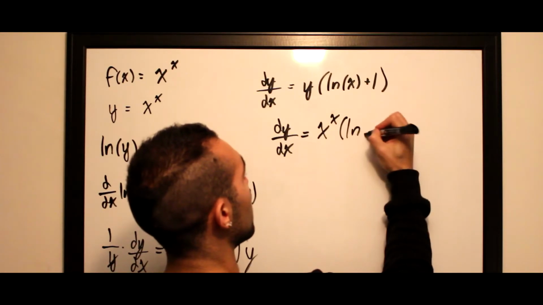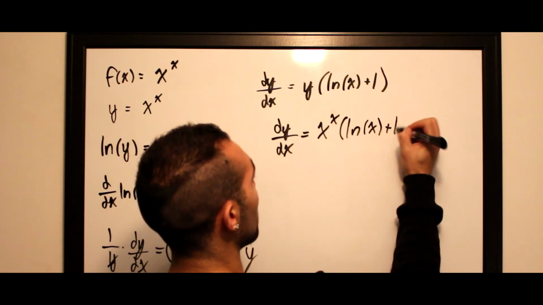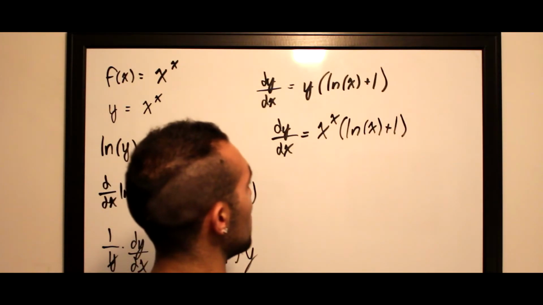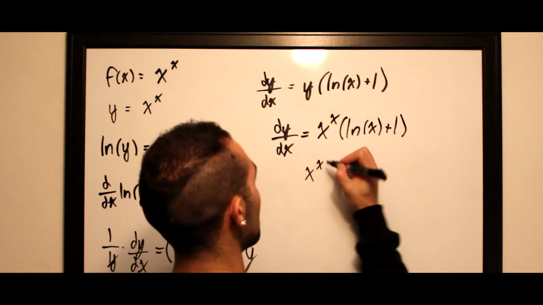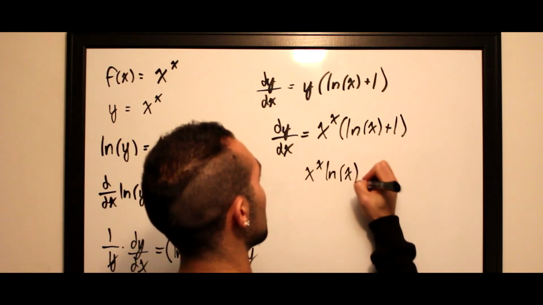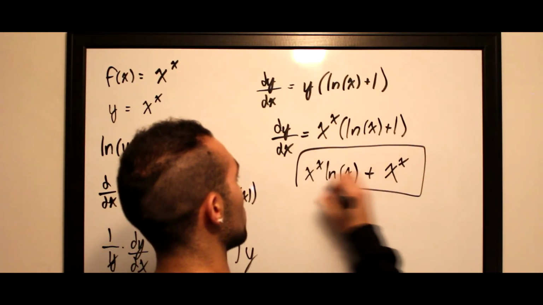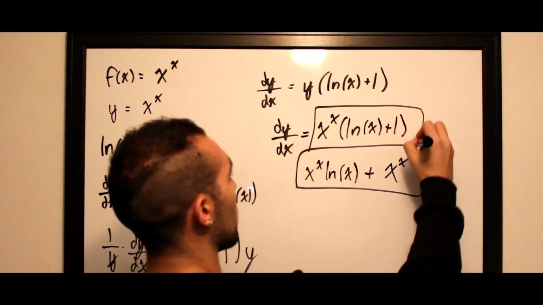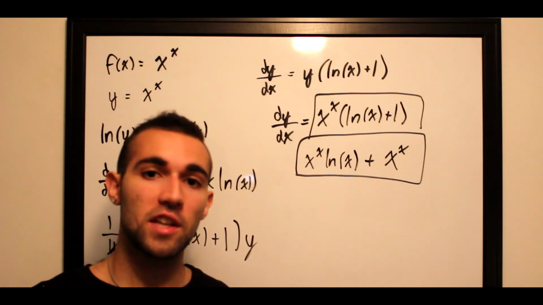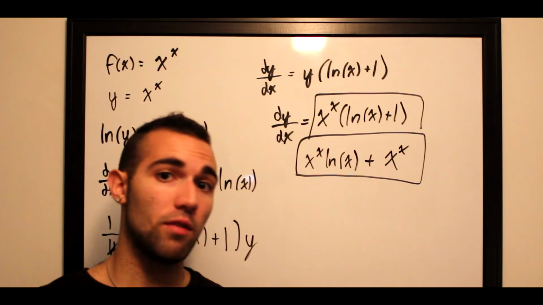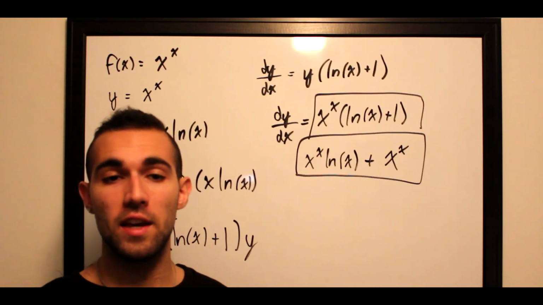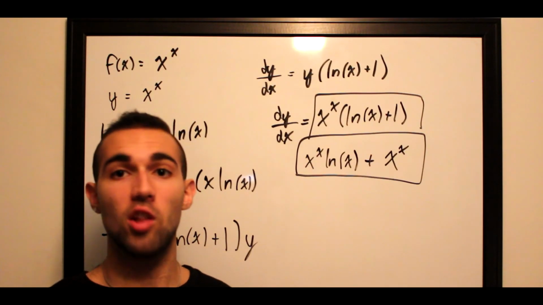So dy by dx, using implicit differentiation, is x to the x times ln of x plus 1. If you'd like to go ahead and distribute this, this is going to be x to the x ln of x plus x to the x. Either of these answers are correct. One of them is just distributed. And in the next video I'll be taking the derivative of this same function using a slightly different technique using logarithm properties.